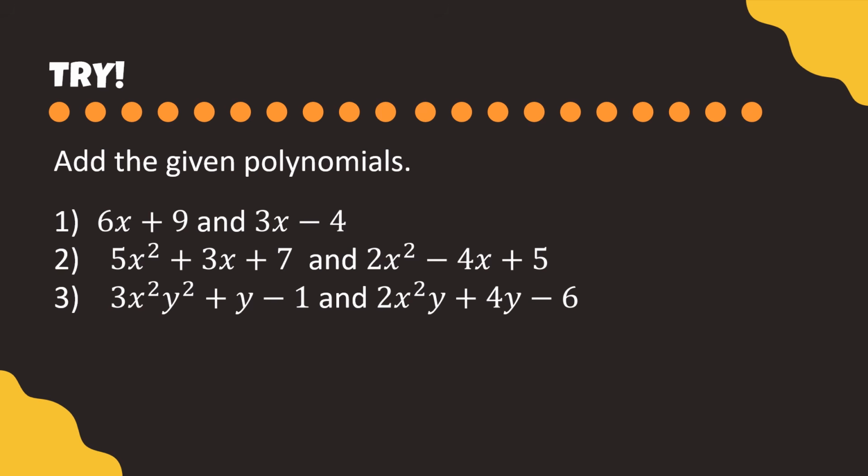Let's try. You may pause this video to try if you have understood our lesson. Add the given polynomials. Number 1, 6x plus 9 and 3x minus 4. Number 2, 5x squared plus 3x plus 7 and 2x squared minus 4x plus 5. And number 3, 3x squared y squared plus y minus 1 and 2x squared y plus 4y minus 6. Do not forget the techniques on how to add integers and how we are going to arrange the final answer in standard form. Go! Try your luck.